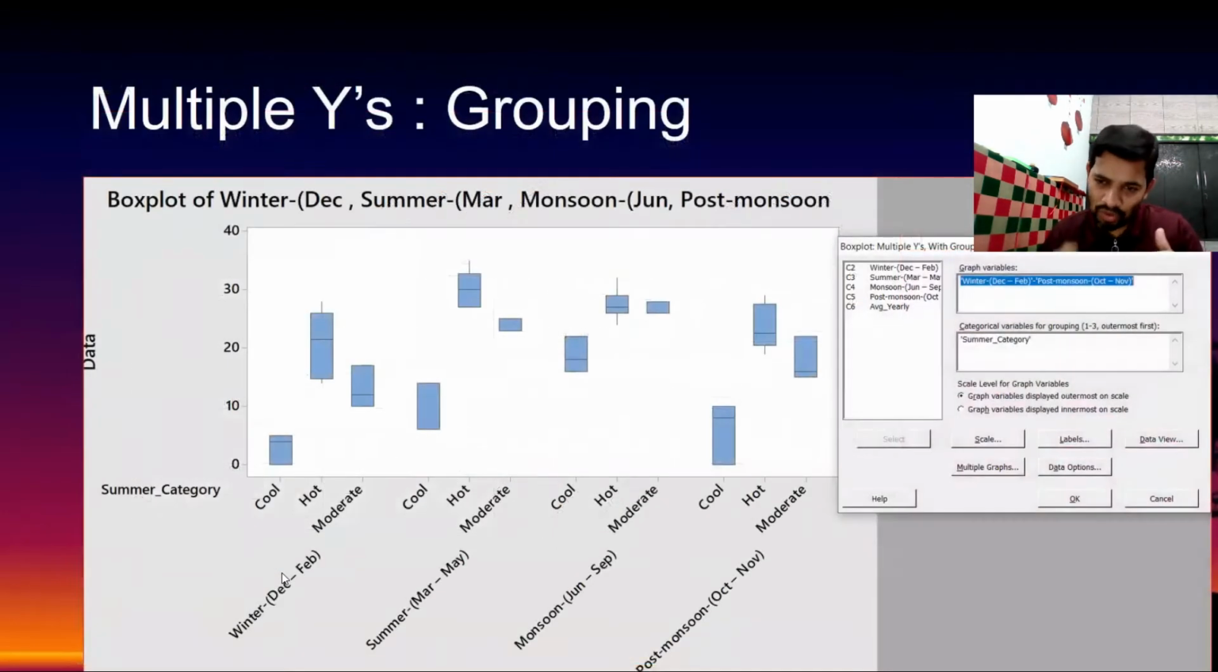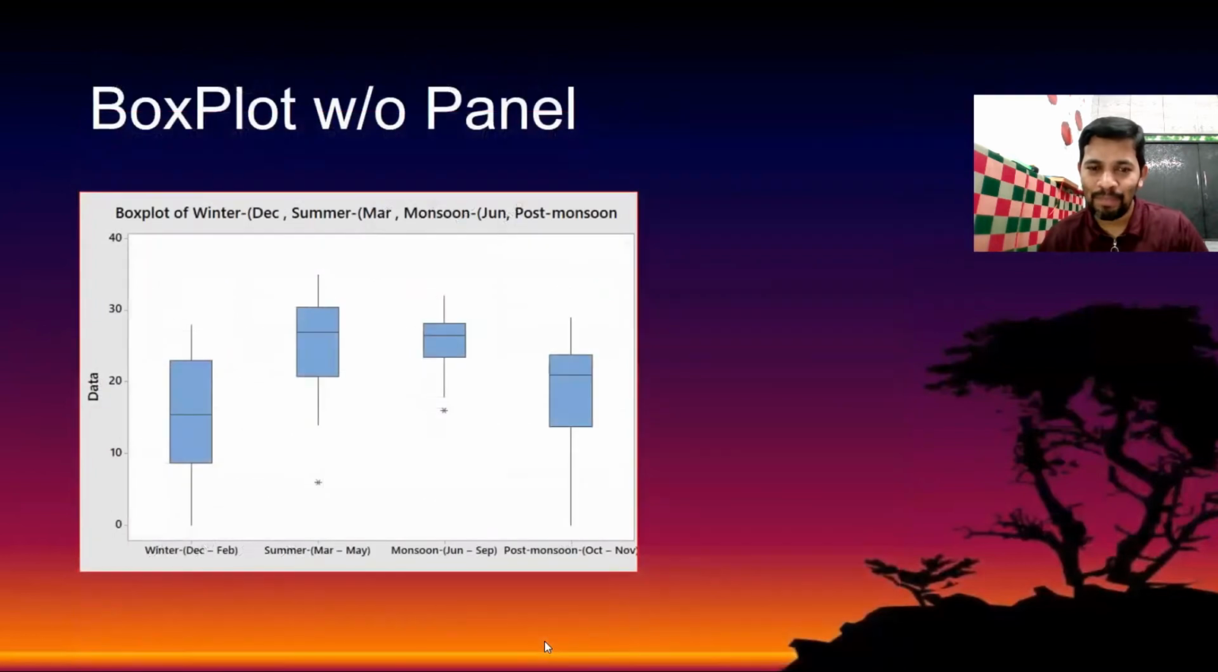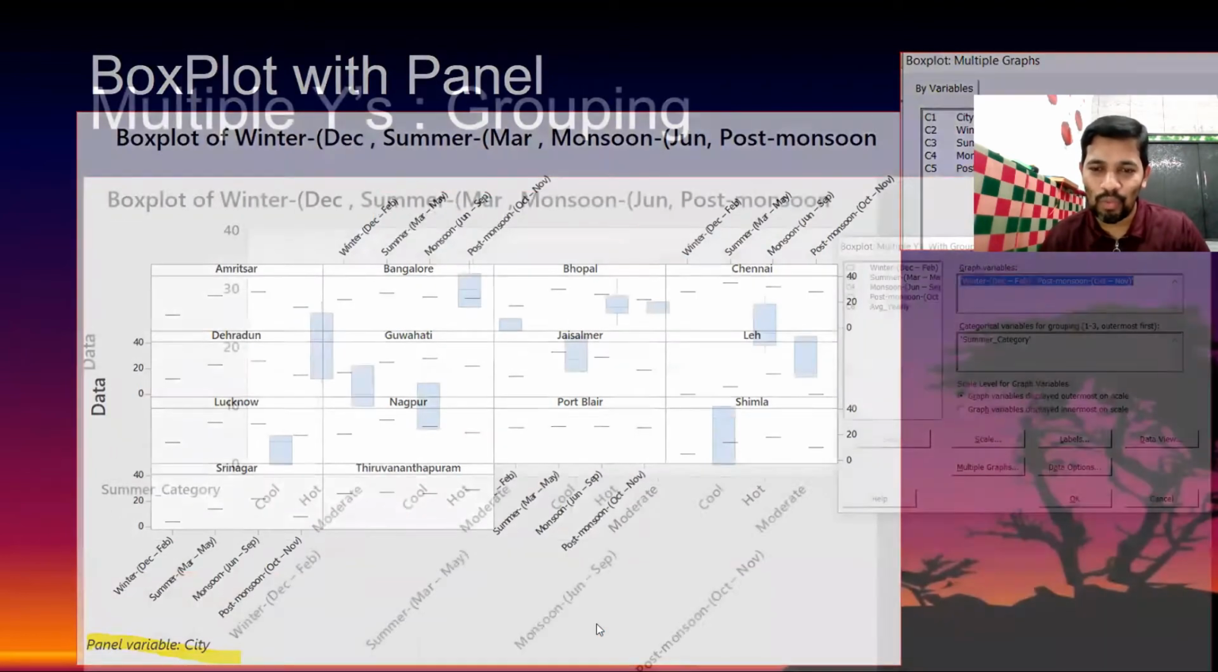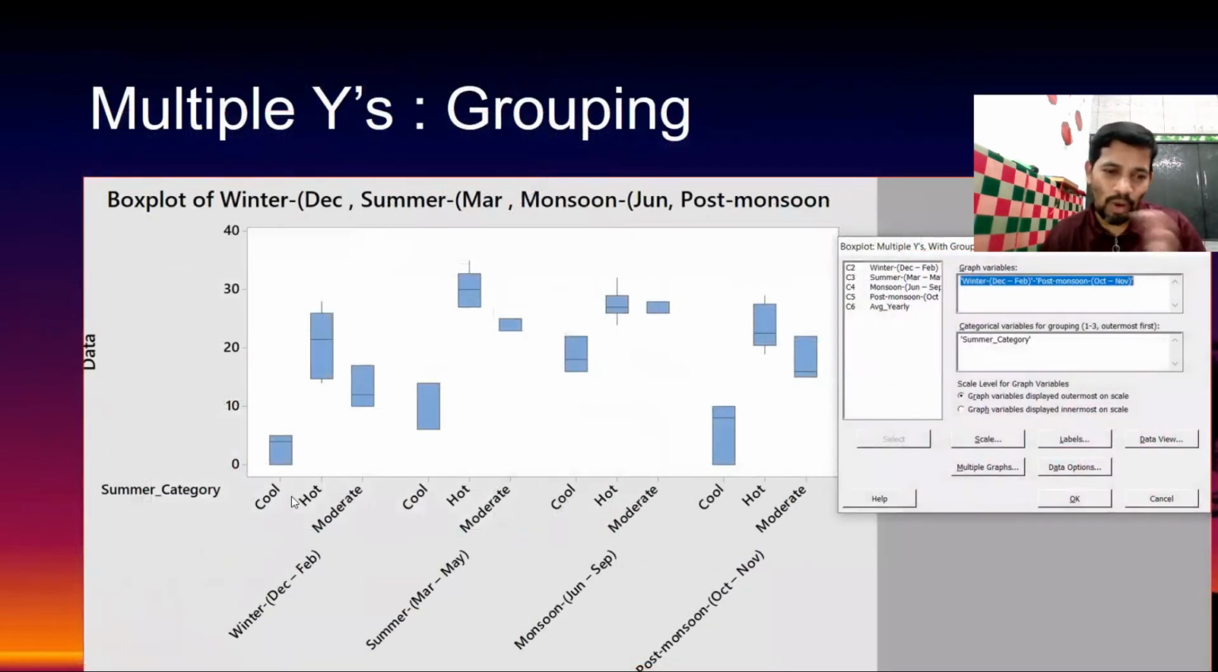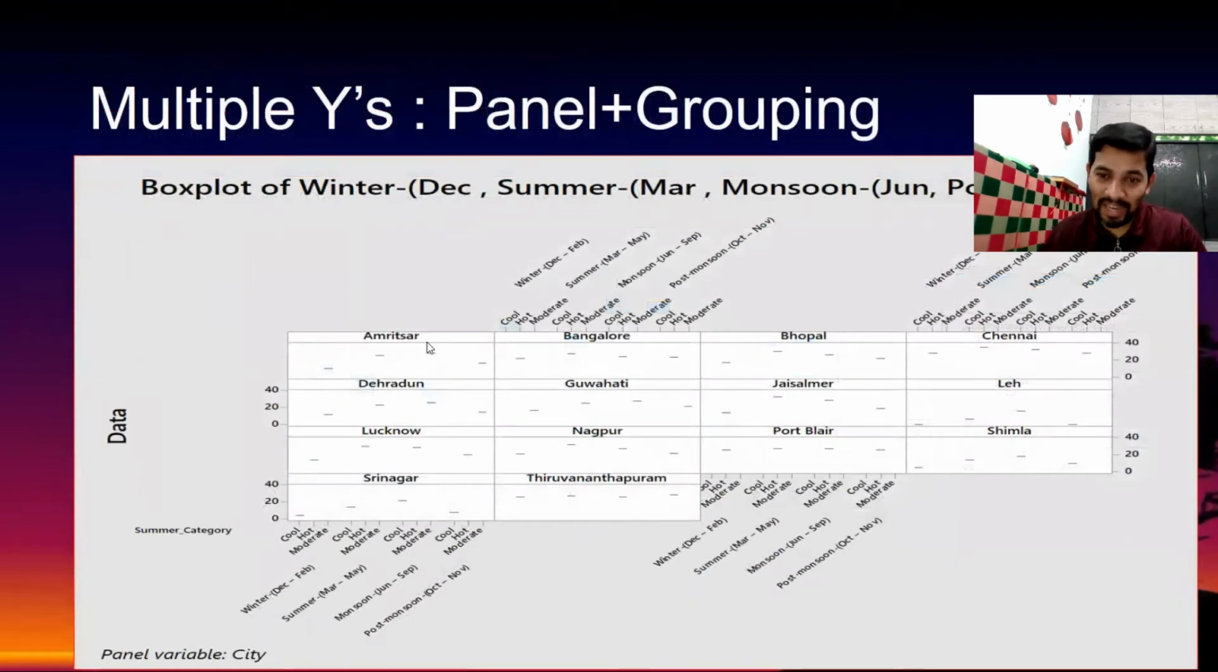Now, if you want to go further, if you wanted to add a little bit more category, for example, in the summer category, if you wanted to have cool, hot, moderate temperature and all that, you can also have that. And again, you want all four together: city-wise data, temperature, cool, moderate, and winter-wise and all that. This is the way we need to go: multiple Y, panel, and grouping too.